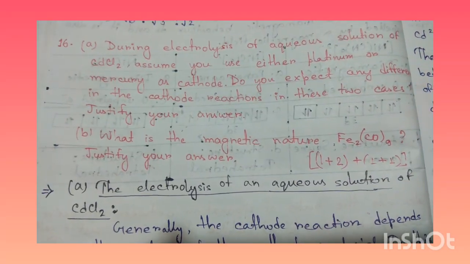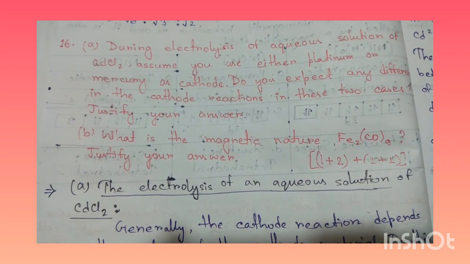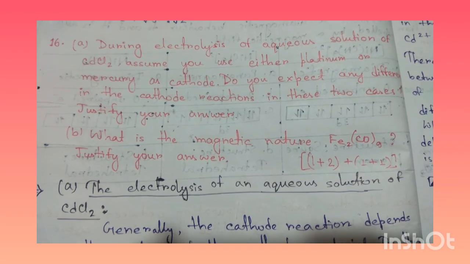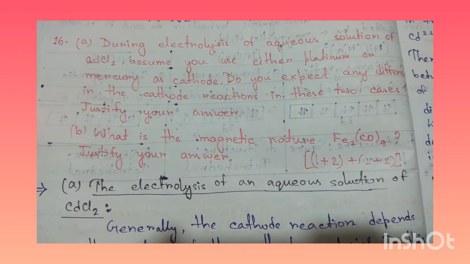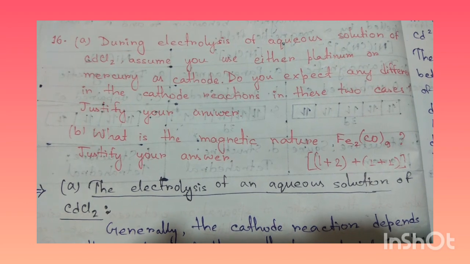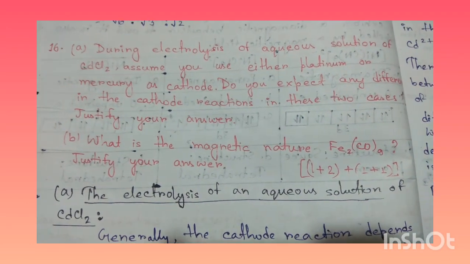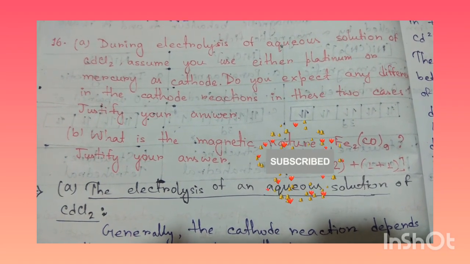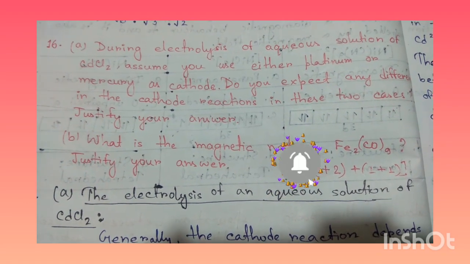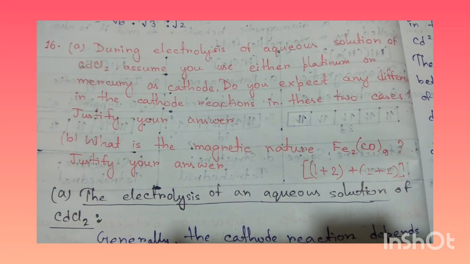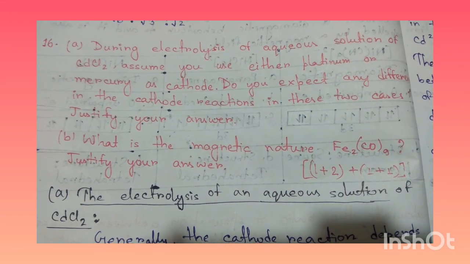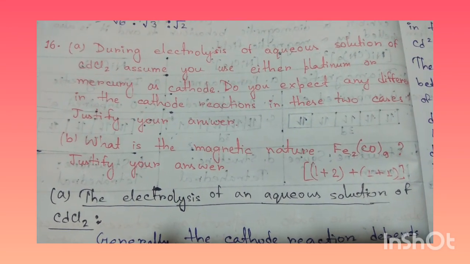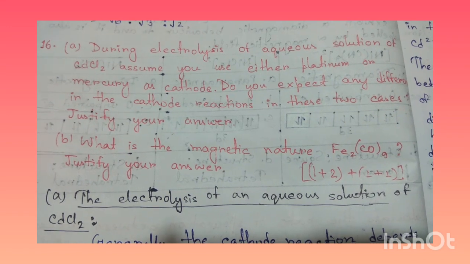Question number 16. During electrolysis of aqueous solution of CdCl2, assume you use either platinum or mercury as cathode. Do you expect any differences in the cathode reactions in these two cases? Justify your answer. And the second part is, what is the magnetic nature of Fe2(CO)9? Justify your answer. This question is divided into 1 plus 2 plus 1 plus 1.